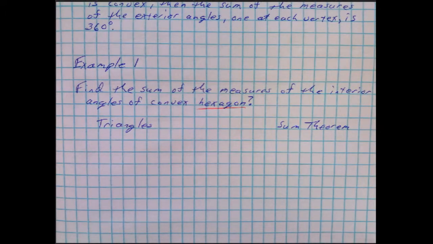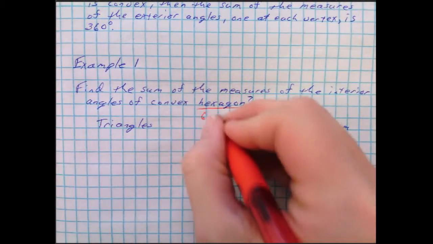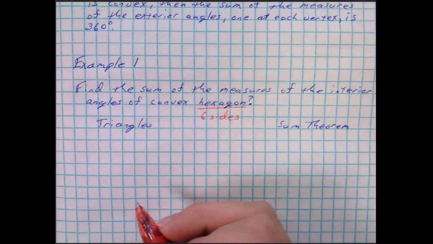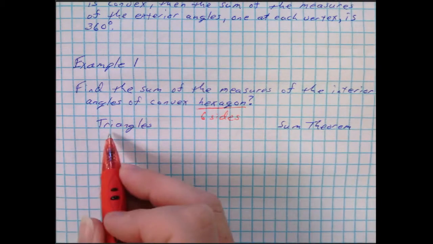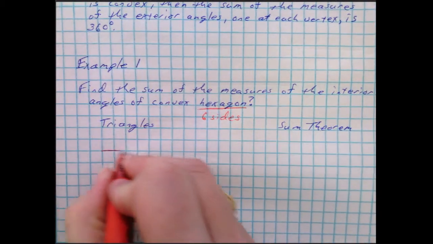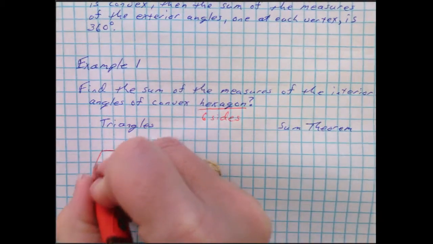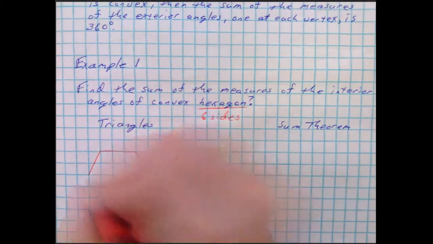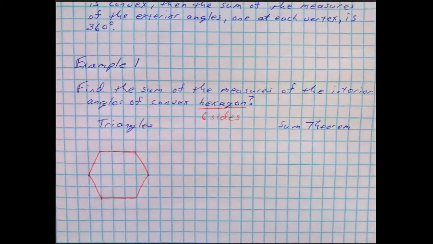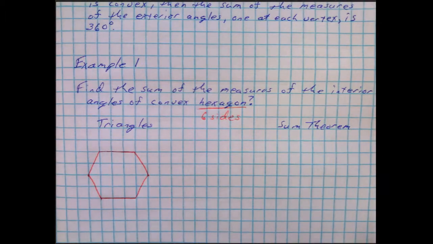So first thing is, what is a hexagon? How many sides does that have? Well, that has 6 sides. Okay? So we're going to be making that shape and doing it with triangles, and we're going to do it with the sum theorem so that you can kind of see what's going on there. So 1, 2, 3, 4, 5, 6 sides. I have a hexagon here.